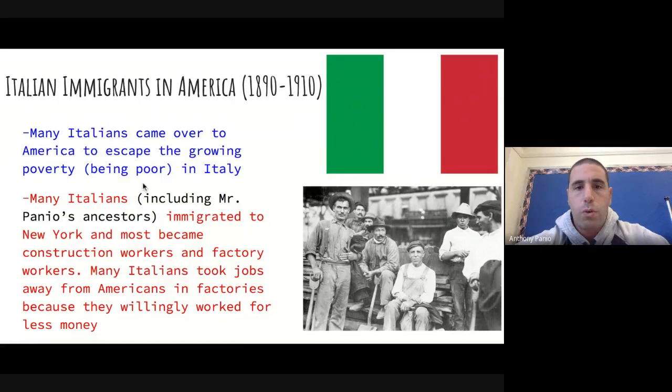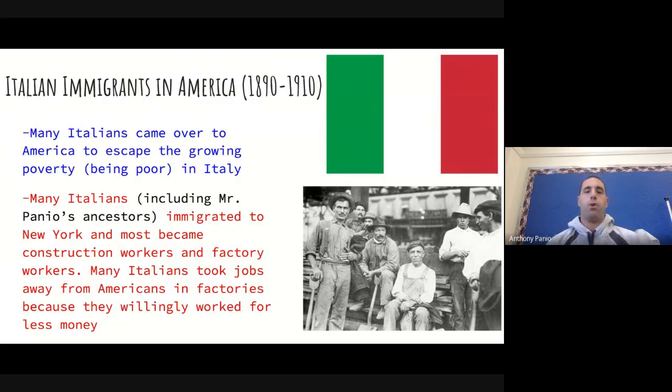All right, so let's go into the Italian immigrants. Okay, so first off, their reasons for coming to the United States were a little bit different than the Irish. There wasn't a lack of food in Italy. There was a problem with poverty. If you were living in Italy throughout the late 1800s and early 1900s, a lot of people in Italy were struggling because the economy was so poor.